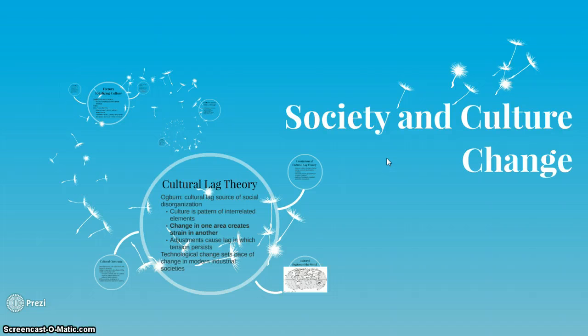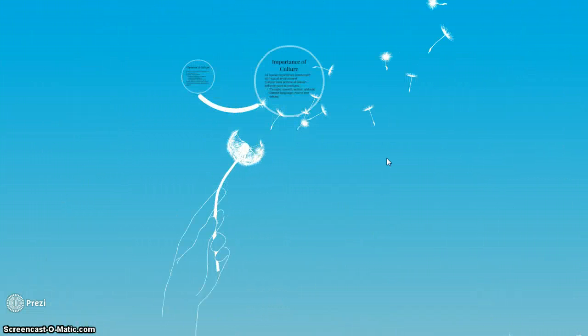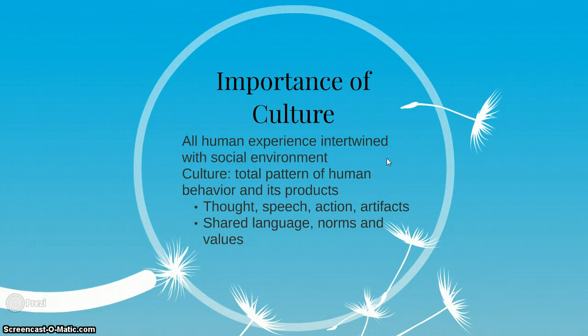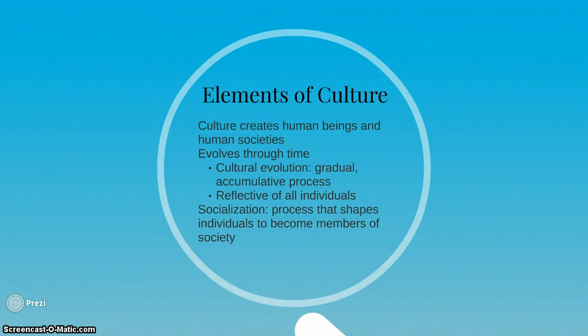In this chapter, we're going to talk about society and cultural change. So, the importance of culture. All human experience is intertwined with the social environment. Culture is the total pattern of human behavior and its products, such as thought, speech, action, artifacts, shared language, norms, and values. We cannot live without culture.